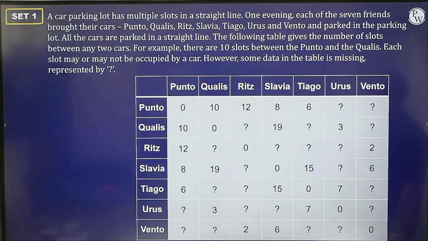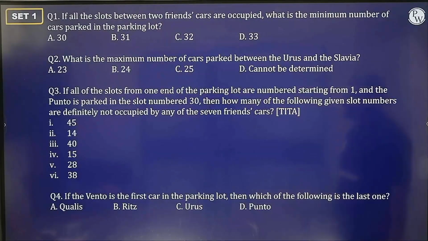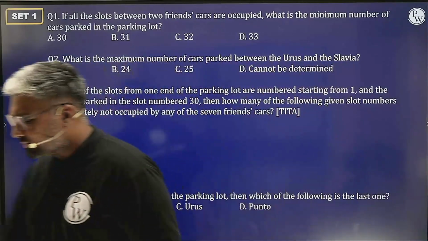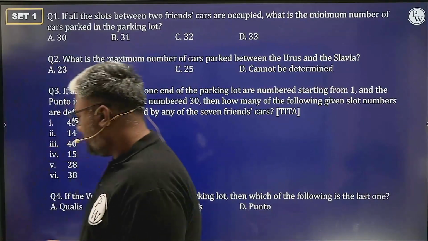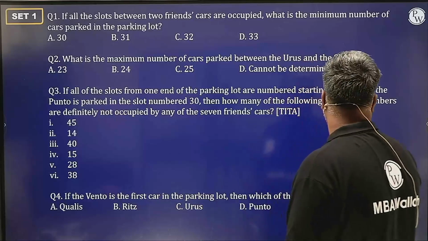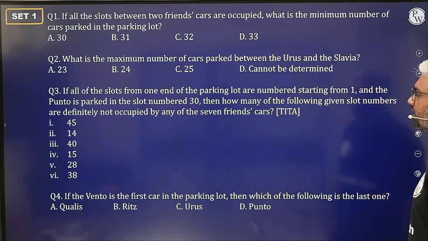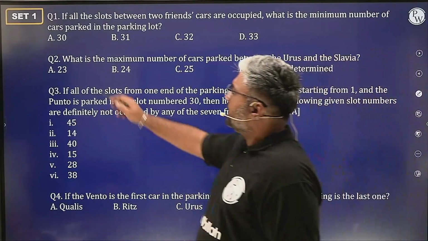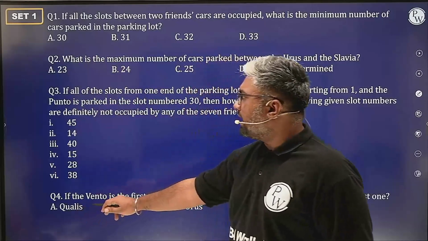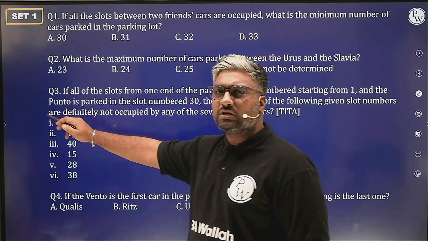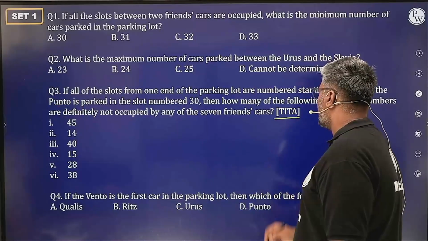I'm not going to spend time looking at the set, so we're going to start solving it. There are 4 questions to it. Sabse pehle make this a habit. The moment you look at the set, please have a look at the questions as well. So we see there are 4 questions. Question 1, 2 and 4 are MCQ. Question 3 looks like an MCQ but is actually a TITA question.